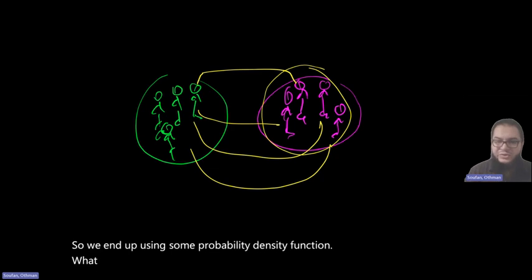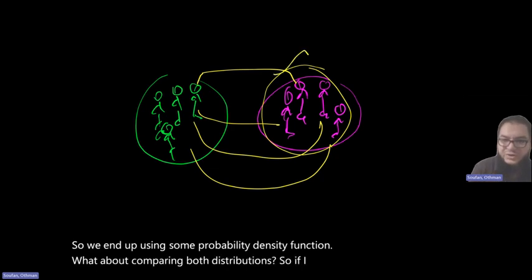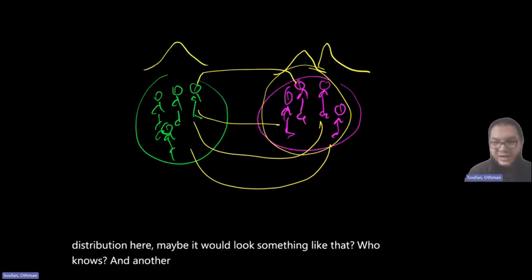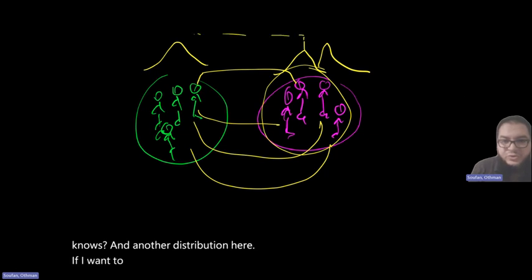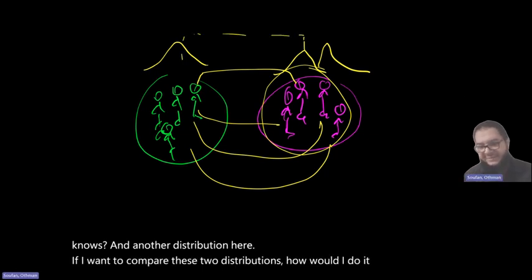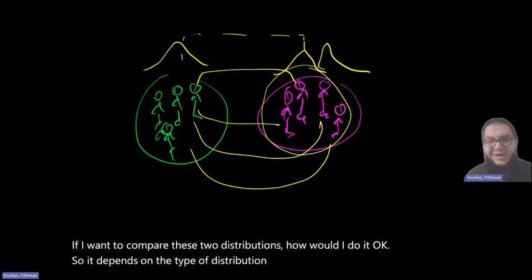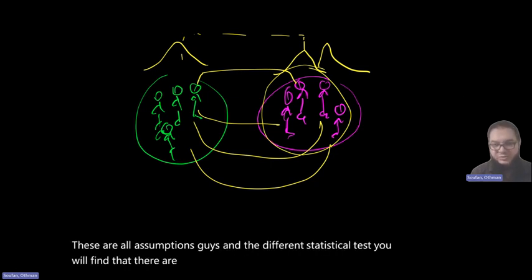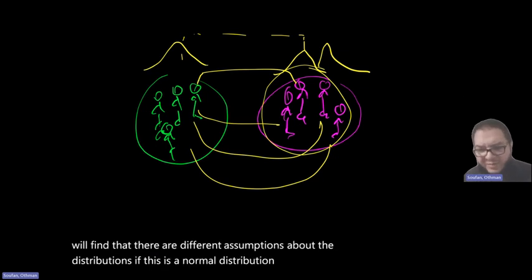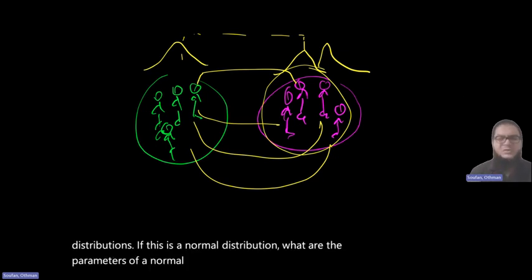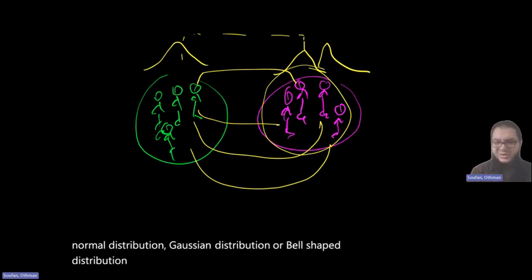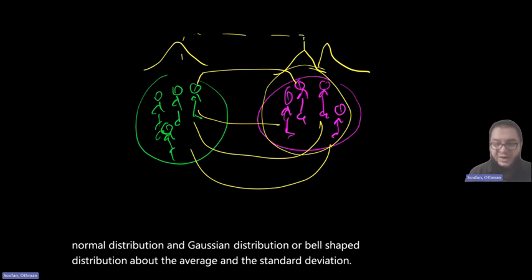What about comparing both distributions? If I have one distribution here, maybe it would look something like that, who knows, and another distribution here. If I want to compare these two distributions, how would I do it? It depends on the type of distribution. These are all assumptions, guys, in the different statistical tests. You will find that there are different assumptions about the distributions. If this is a normal distribution, what are the parameters of a normal distribution? Whenever it's a normal, Gaussian, or bell-shaped distribution, we always talk about the average and the standard deviation. So let's use the mean and standard deviation.